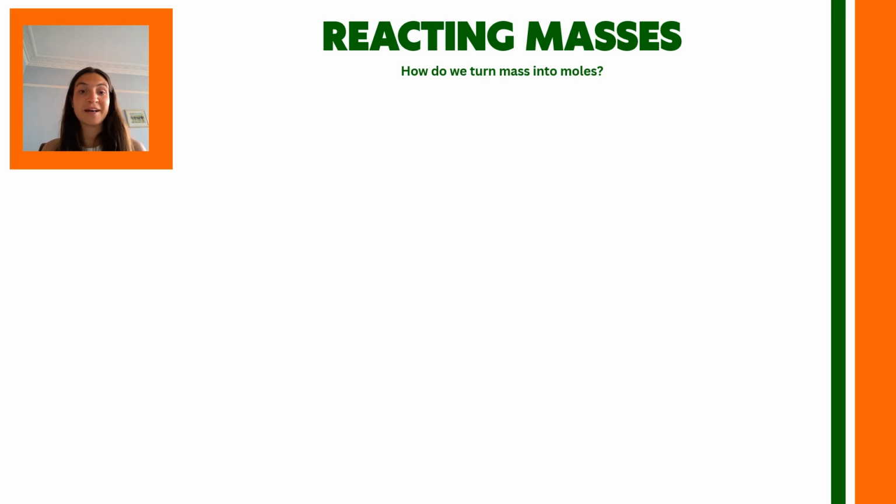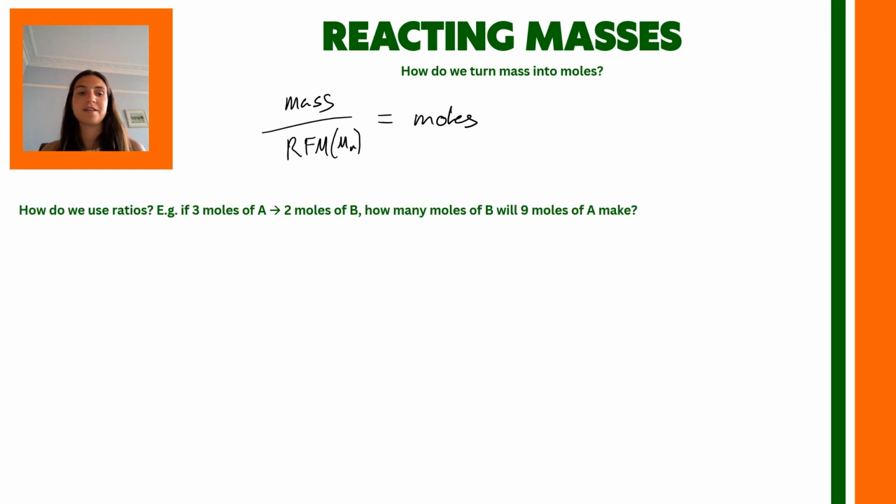Okay, let's have a go at some questions about reacting masses. First, we need to be really confident in this topic with how we turn masses into a number of moles. So remember, we have this equation where you take your mass, you divide by your relative formula mass, and that gives you the number of moles in your substance. We also need to be good at using ratios. So let's have a little example of just getting used to ratios first.